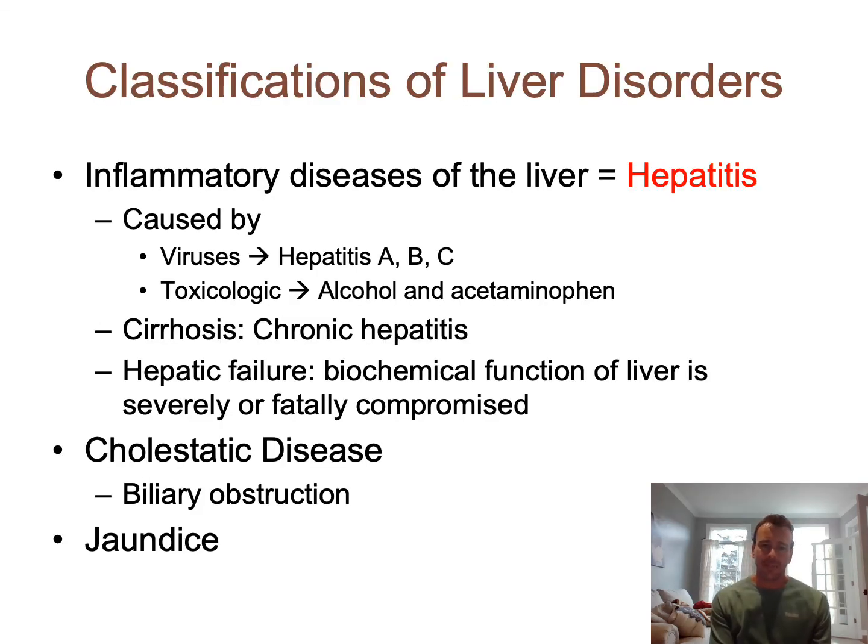There are different classifications of liver disorders. When we talk about inflammation diseases of the liver, this is what's referred to as hepatitis. The name comes from the fact that it can be caused by viruses such as hepatitis A, B, or C, but it can also be due to toxicity from alcohol and drugs like acetaminophen. Psoriasis is a chronic hepatitis disorder, so chronic inflammation is known as psoriasis.